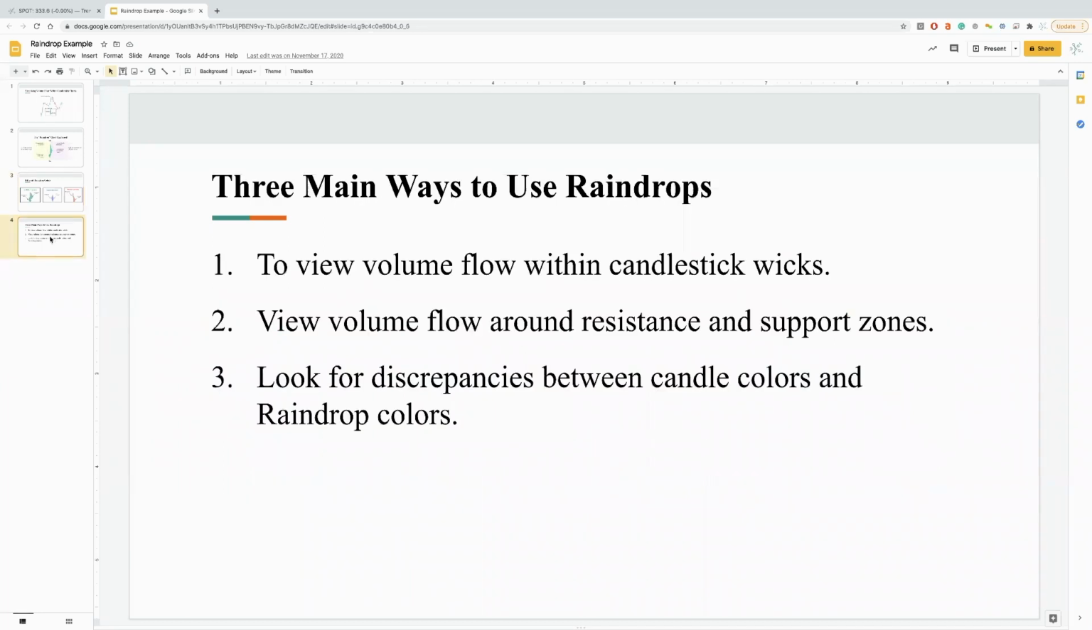And there's really three ways to use this. So you can see the volume flow within candlestick wicks. You can see the volume flow around support and resistance zones, which really works well with these candlestick wicks. And I'll go over an example of that here in a second with Spotify. And then you can look for discrepancies between candle colors. And I'll go over an example of that. That's happened 2 times in a row now over the last 2 Fridays on SPY.